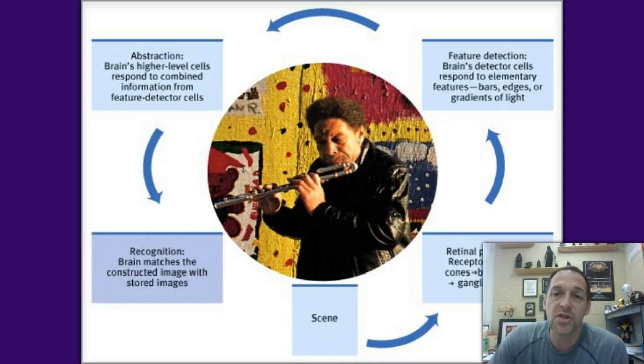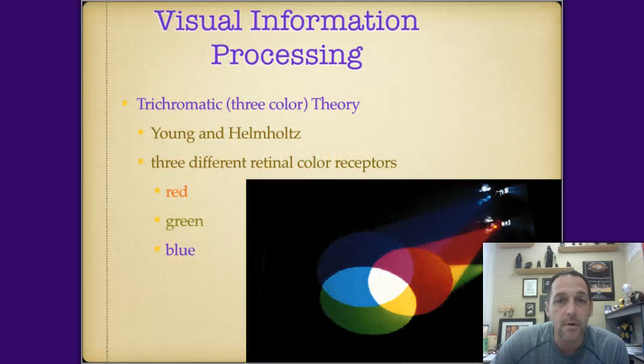All right, so this is just a picture showing you how it all works: the scene, the retinal detection, and then the feature detections, and then abstraction. Here, when you get over to this right here, you have the abstraction. The brain's higher level cells respond to combined information from feature detector cells. Now we're starting to get into perception. So over here, we have sensation. Now we're getting into perception, and then of course this has got to be perception once we get there.